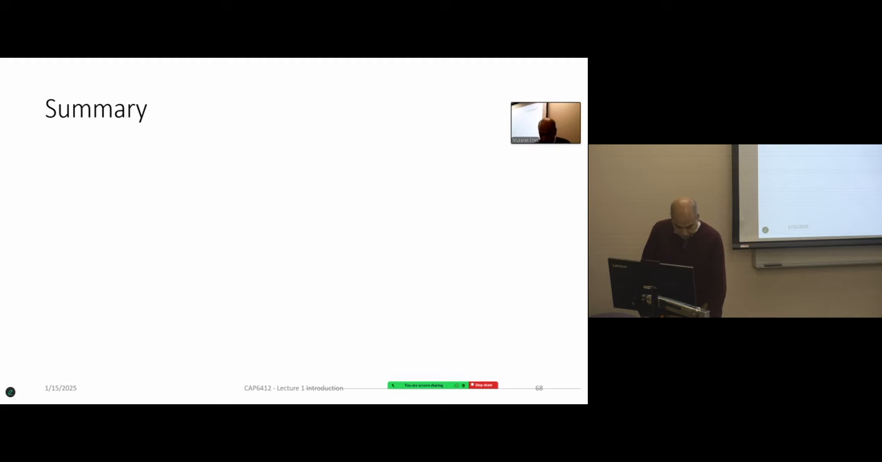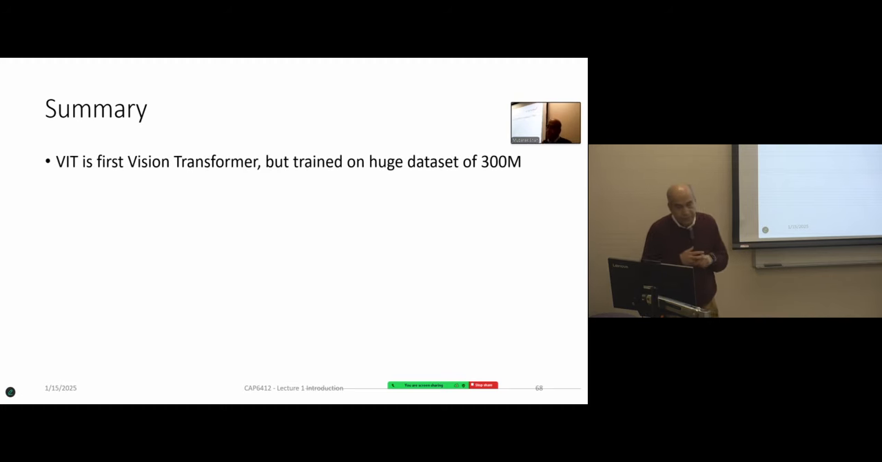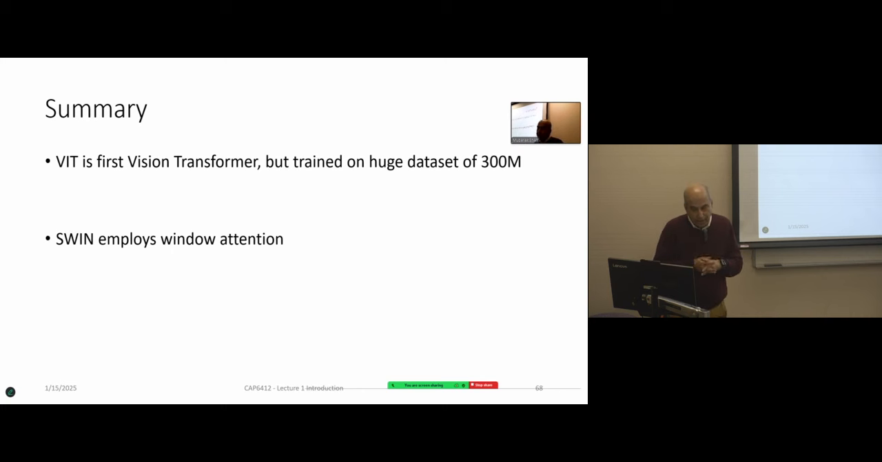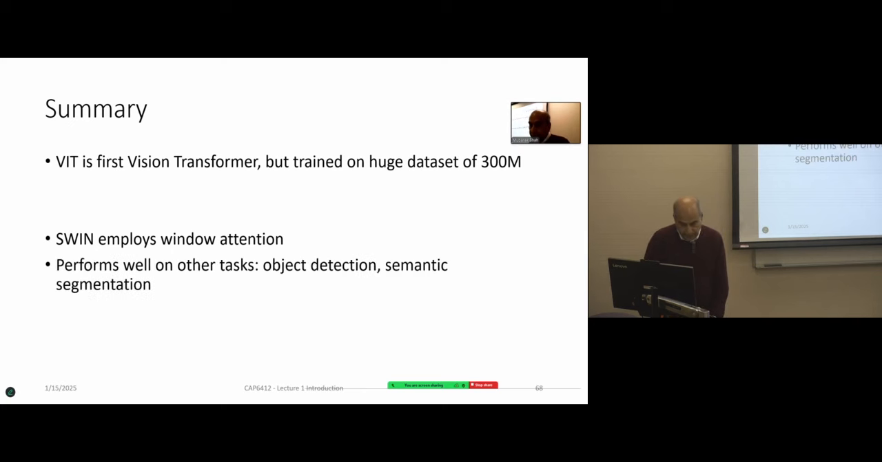So in summary, ViT is the first vision transformer trained on a huge dataset of 300 million images. Swin is the next version of that, which applies window attention, and it performs well on other tasks compared to ViT, such as object detection, semantic segmentation, and so on. Okay, so that's the end of lecture 3.